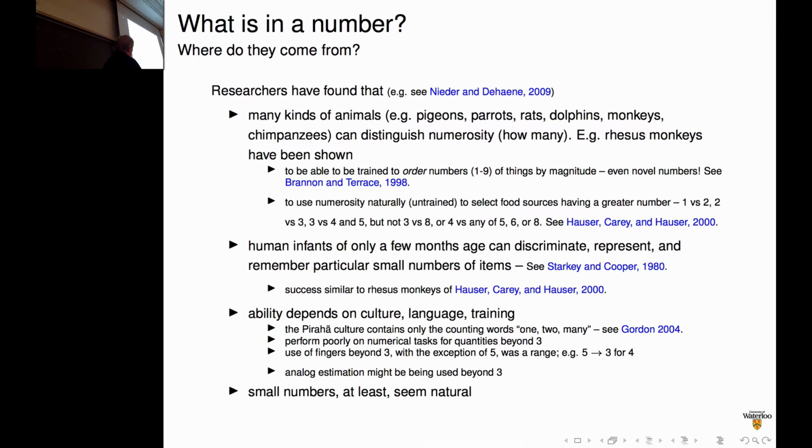Amazon, recently being interviewed, and really only have words for one, two, many. They don't have words for a whole host of numbers, haven't needed them in their culture. They don't distinguish things. They perform poorly on numerical tasks for quantities beyond 3. It's unlikely they differ genetically very much from the rest of us. This is a cultural phenomenon. And they use their fingers beyond 3.